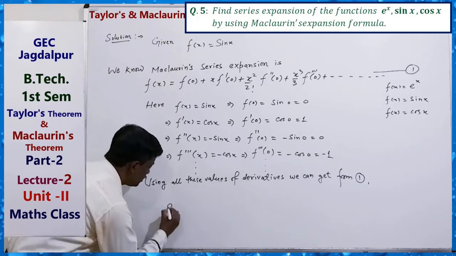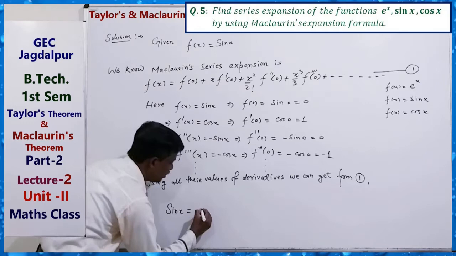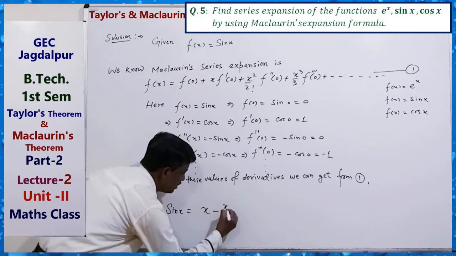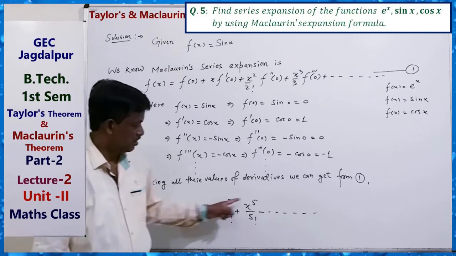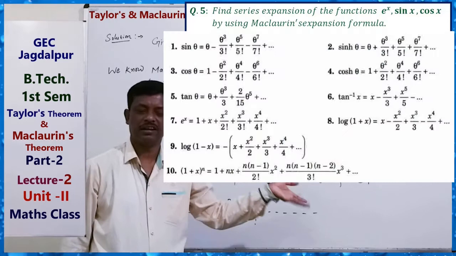Sin x equals f(0), so the first value is 0. Second, x into f'(0), which is 1, so x. Third, the second derivative is 0, and the third derivative is minus 1, so minus x cube by 3 factorial. Similarly, you can see 5 factorial and so on. So this is the sin series. All odd orders are there, with plus, minus, plus, minus signs. So it is very simple to find the series expansion of sin x, cos x, tan x, etc.